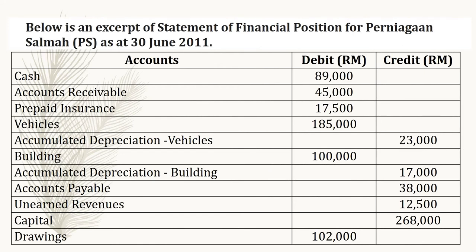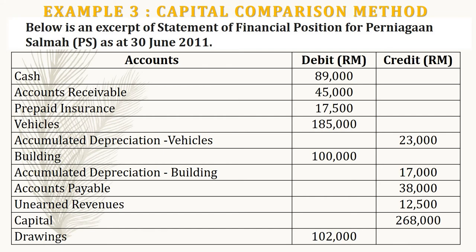Okay, we go to example 3. So in example 3, you are given the balance for your assets and liabilities as at 30th June 2011.